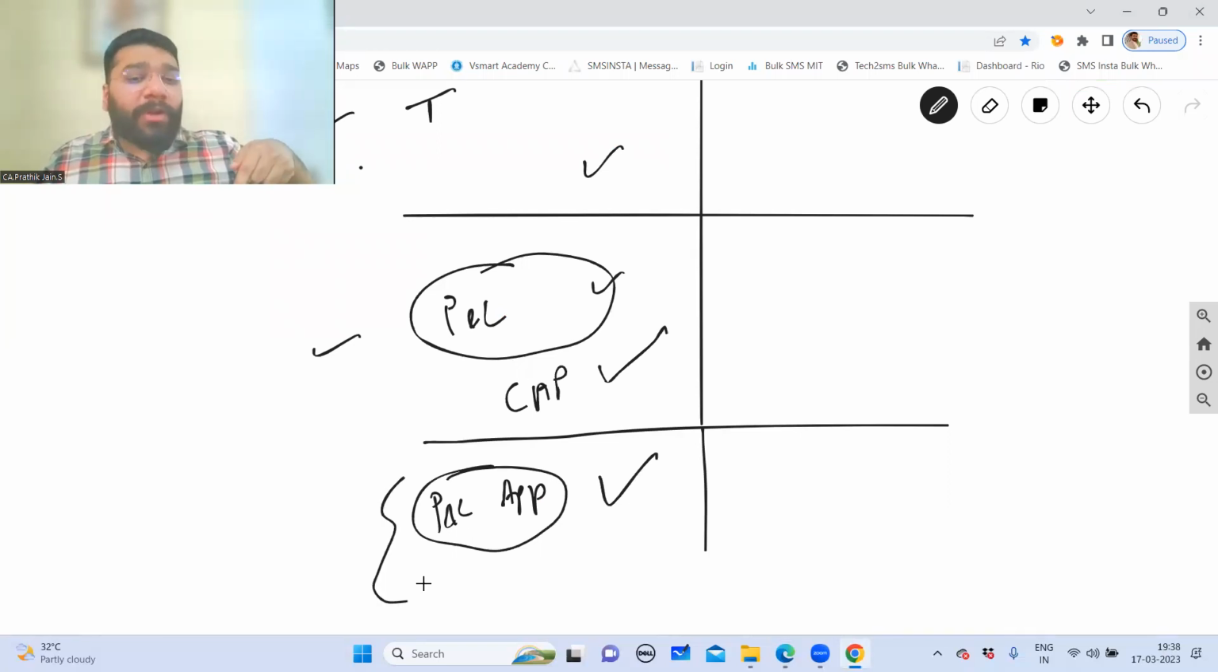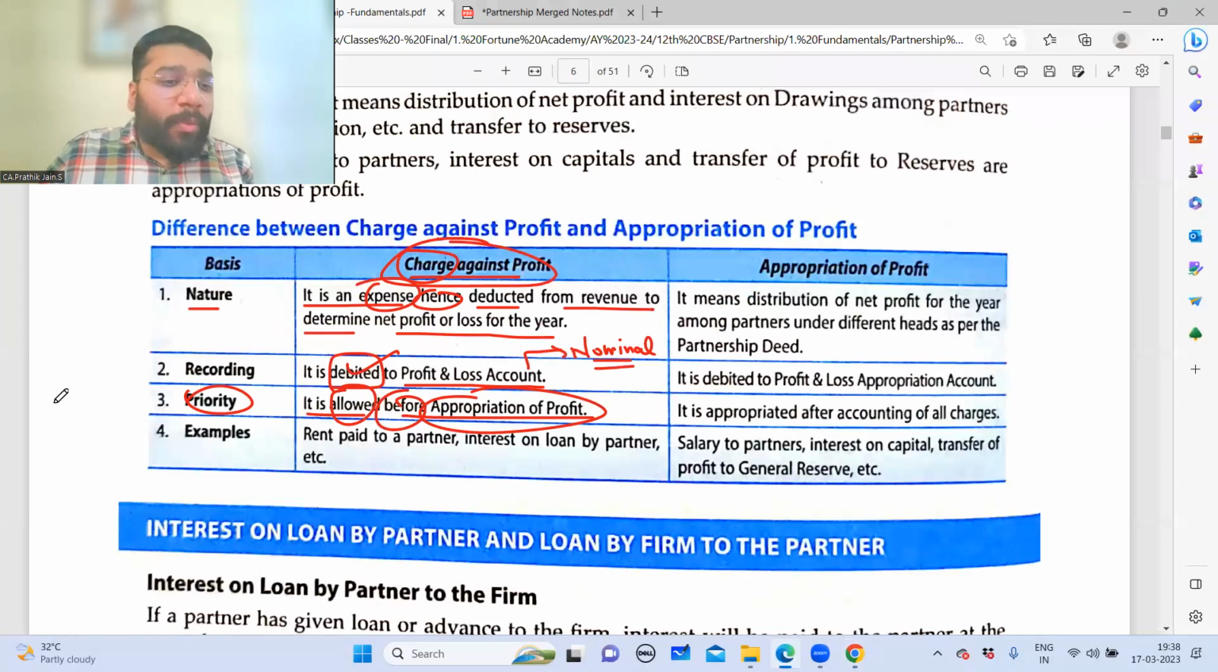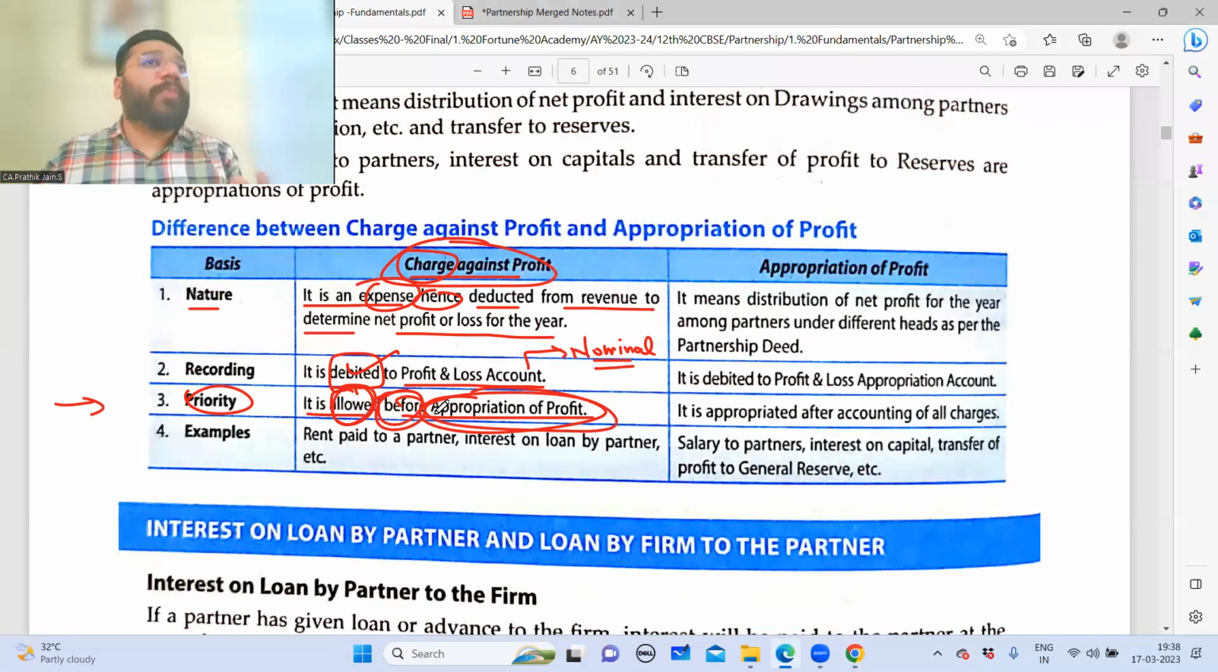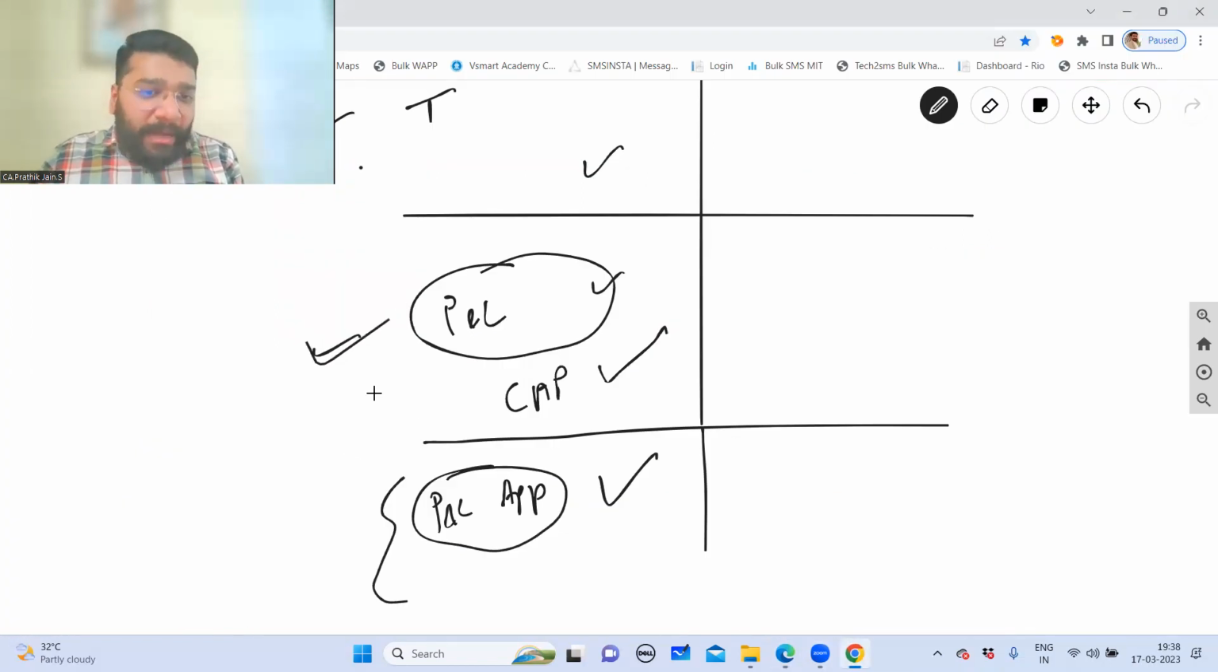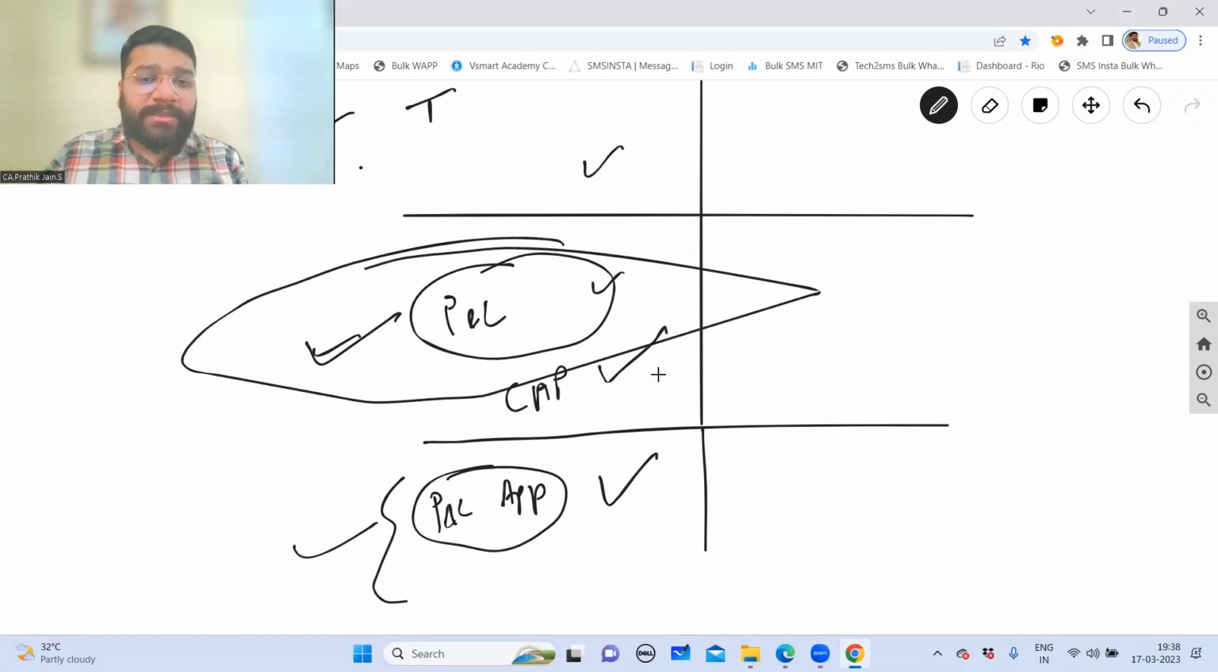And whatever we record in P&L appropriation is appropriation of profit. So what is appropriation meaning? Everything I'll be discussing. This point I just wanted to justify. It says that charge against profit items will be recorded before you record the appropriation of profit. So P&L comes before the appropriation. You record this first, then you record this.